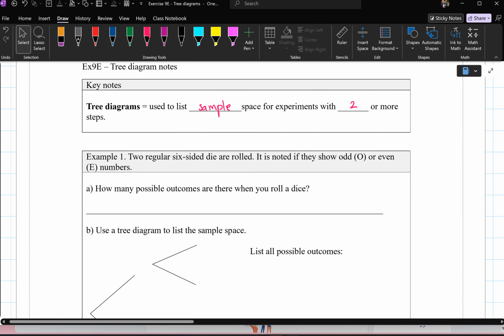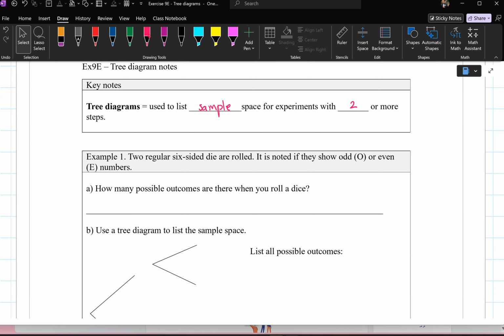Sample space, and you do them for when you have 2 or more steps. That's when we normally use a tree diagram. Here's an example. Say you got 2 regular 6-sided dice. If I got a dice and another dice, and I decide to roll them both at the same time, what happens is it is noted if they show an odd number or an even number. So you can get a 1, that's an odd number, then you note it down and say it's odd. If you get a 2, that's an even number, and you note it down as even.